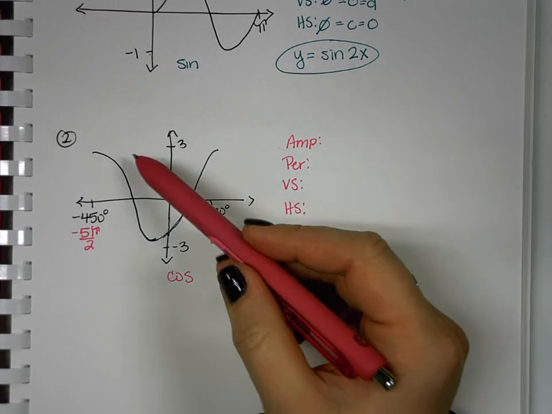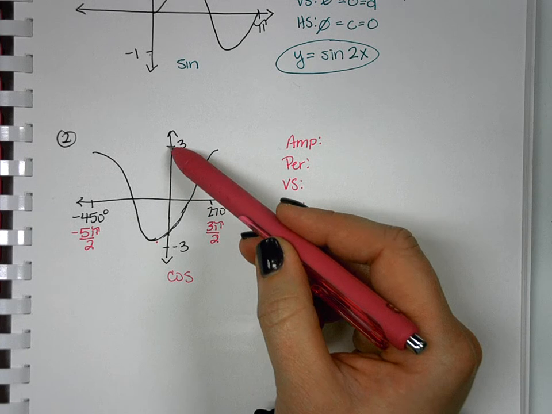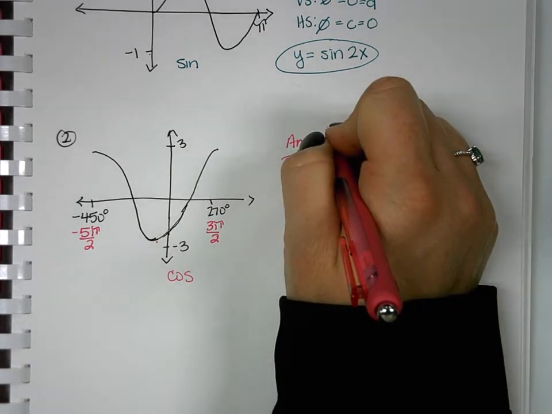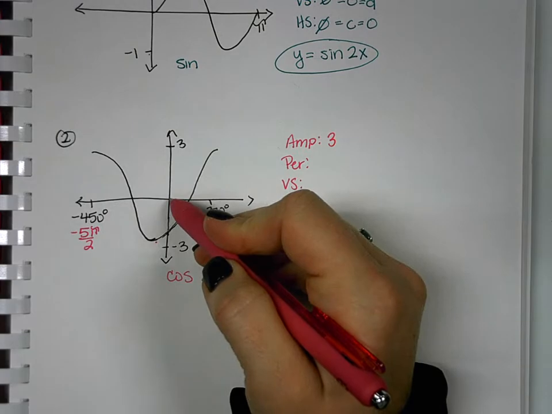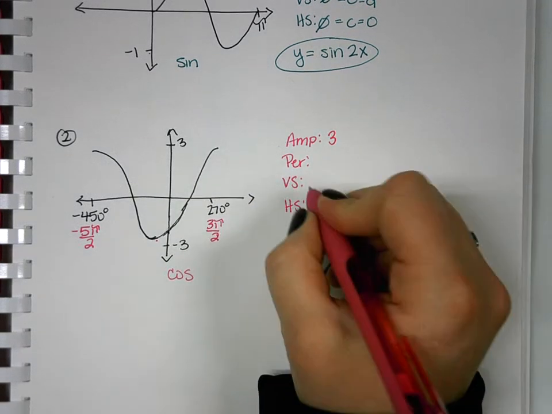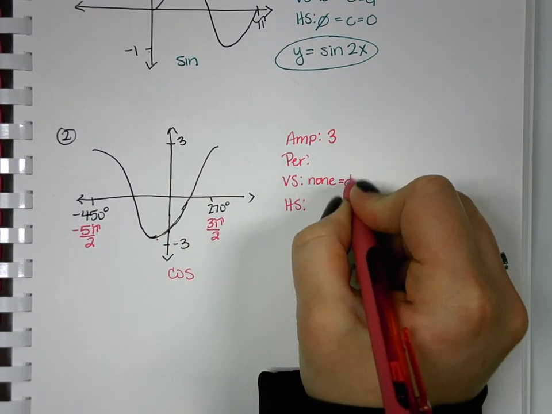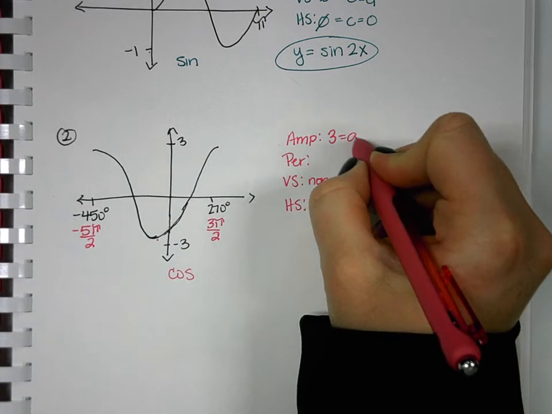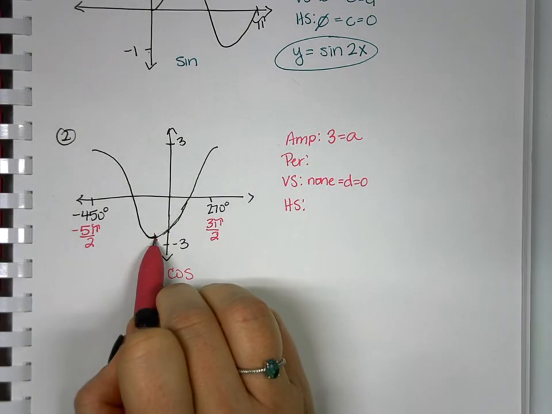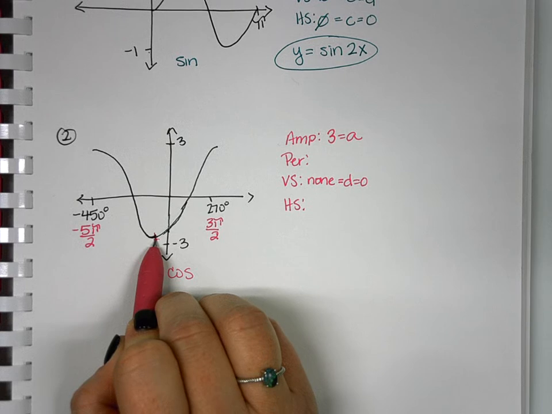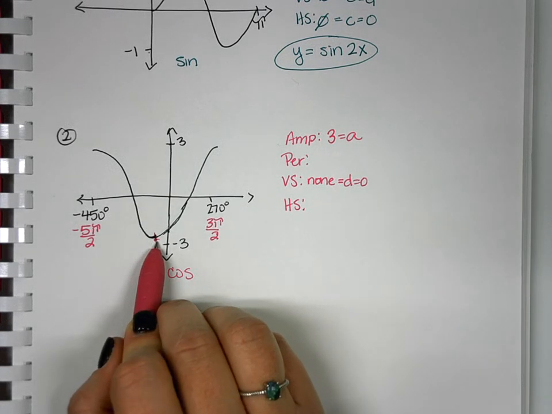So from highest point to lowest point is a distance of 6, from 3 to negative 3. So our amplitude would be 3, half of that. We didn't have a vertical shift because it went up 3 and down 3 from 0. So there is none. So that means D is going to equal 0. And so 3 would be our A. Now a horizontal shift, we do have one because normally our peak isn't this far over. So we got to figure out our horizontal shift as well as our period.